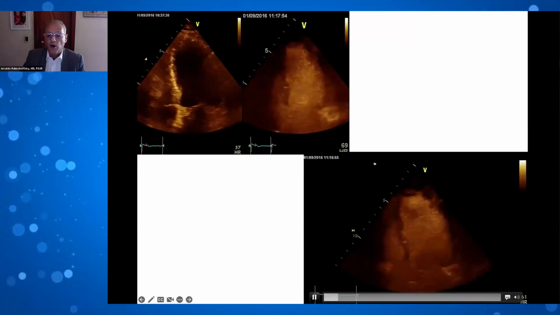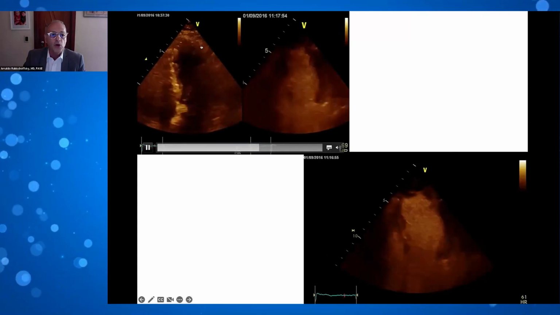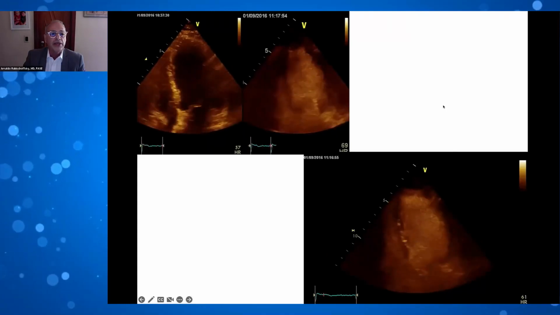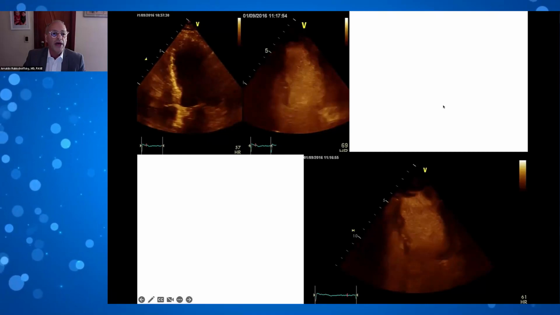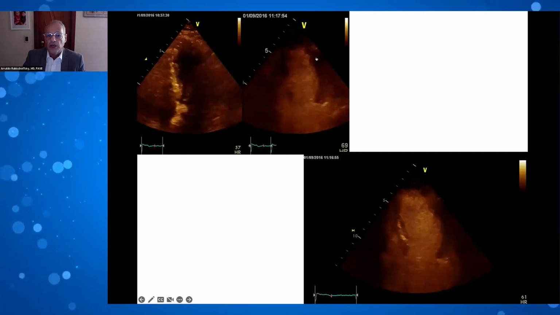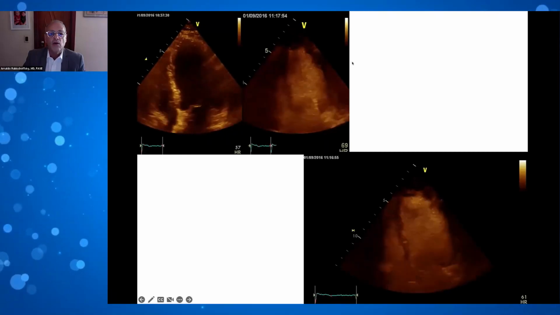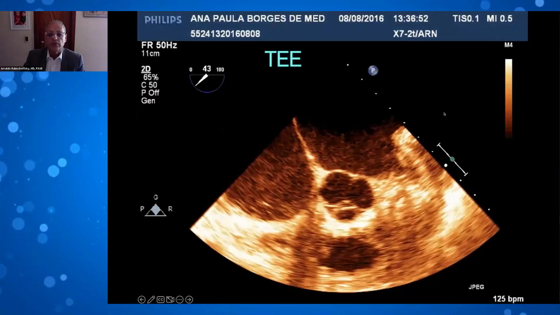Again, a patient with thrombus in the left ventricle. You see in the upper left, we hardly see the thrombus. So when you inject the contrast, you see very well the thrombus.